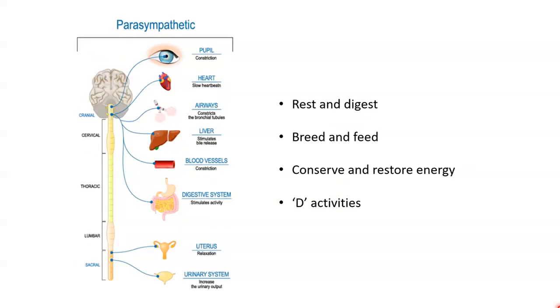In contrast, the parasympathetic division of the autonomic nervous system enhances activities that fall into that rest and digest category. This can also be called the breed and feed division, as the parasympathetic division supports body functions that conserve and restore body energy during times of rest and recovery. So essentially any time in between when the sympathetic nervous system is dominant.